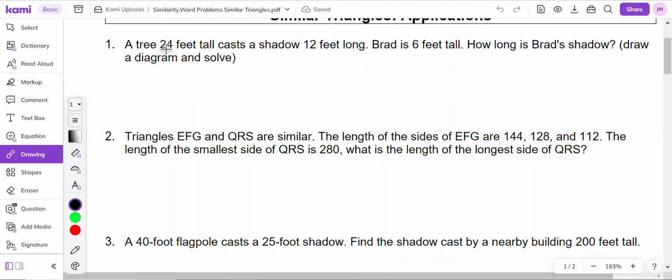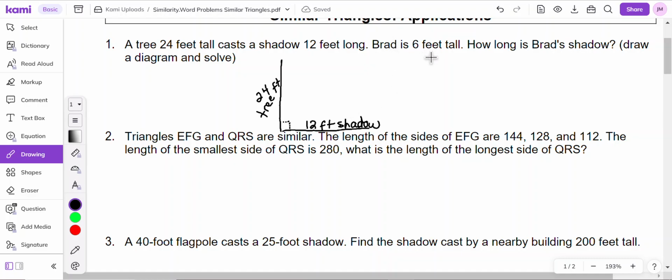A tree that's 24 feet tall is casting a shadow that is 12 feet long. So instead of drawing a picture, I'm going to draw a line, and this is going to be my tree. And it is 24 feet tall. It's casting a shadow that is 12 feet long. For all intents and purposes, I guess we're assuming that this is a 90-degree angle. Clear?